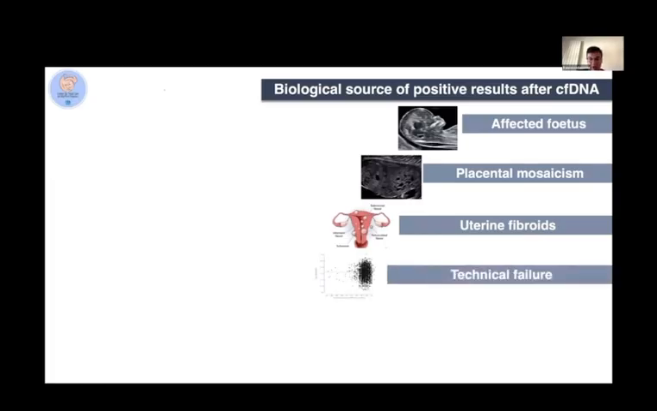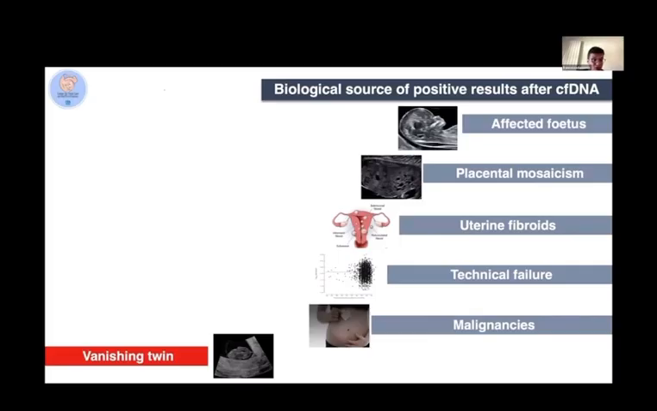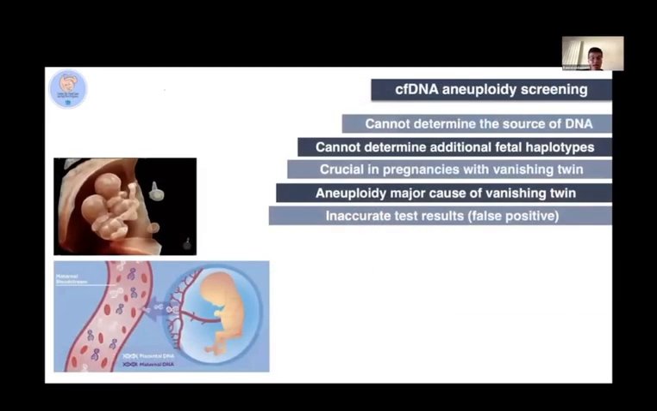Of course, it might be due to technical failure, and of course, in such cases, it is much rarer in maternal malignancies, but also in vanishing twins. And the biological rationale behind the false positive test results from vanishing twins is that the release of DNA from the deceased fetus may lead to, of course, false positive results in NIPT.